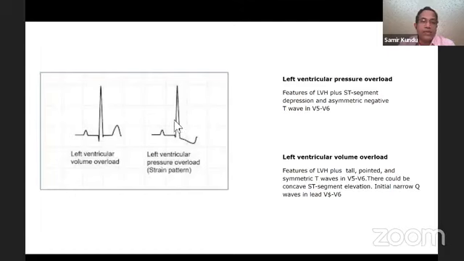In left ventricular systolic overload, there is J point depression, ST segment depression with downward slope and upward convexity, and an asymmetrical T wave. There is an asymmetrical T wave in pressure overload, whereas in volume overload there is a symmetrical upright T wave.